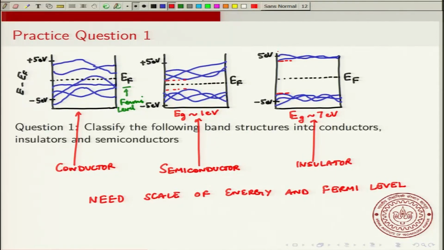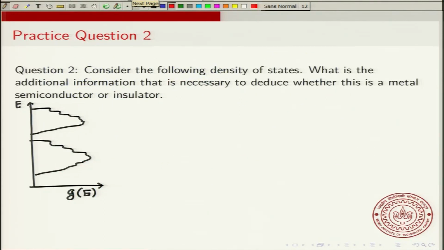Now let us look at the next question. This question is a theoretical question. It says: consider the following density of states. What additional information is needed to deduce whether this material is a semiconductor, conductor or insulator? This goes back to what we said in the last question. You need EF, that is, the Fermi level.